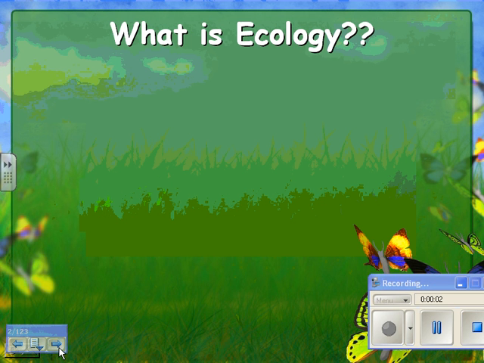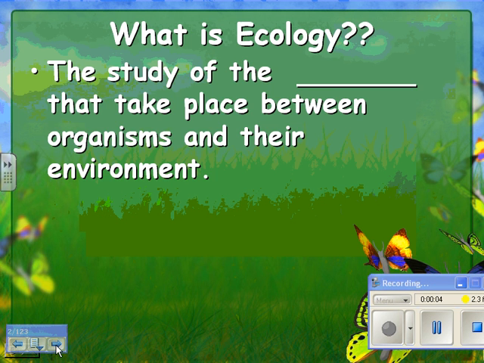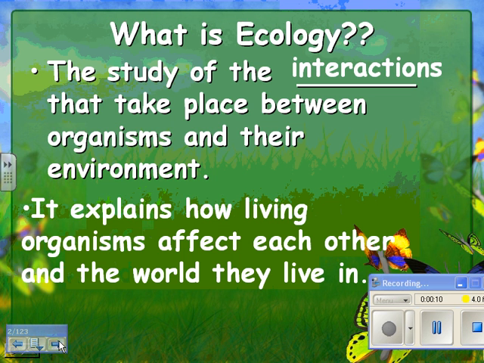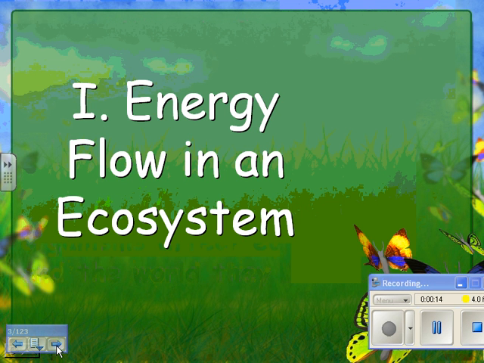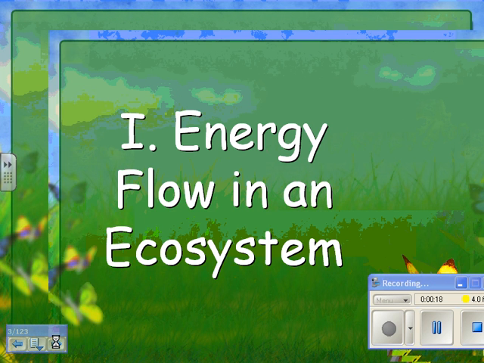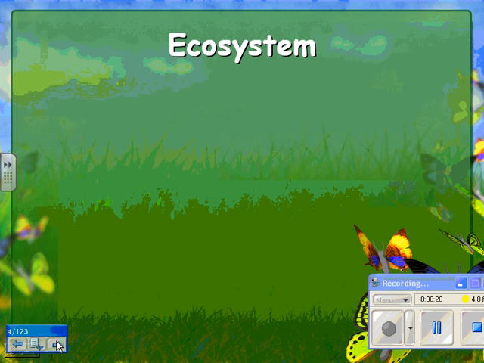Ecology. What is ecology? Ecology is the study of the interactions that take place between organisms and their environment. It explains how living things affect each other and the world that they live in. Energy flow in ecosystems. So we're going to start today with looking at energy flow in ecosystems. So first we need to look at what an ecosystem is.